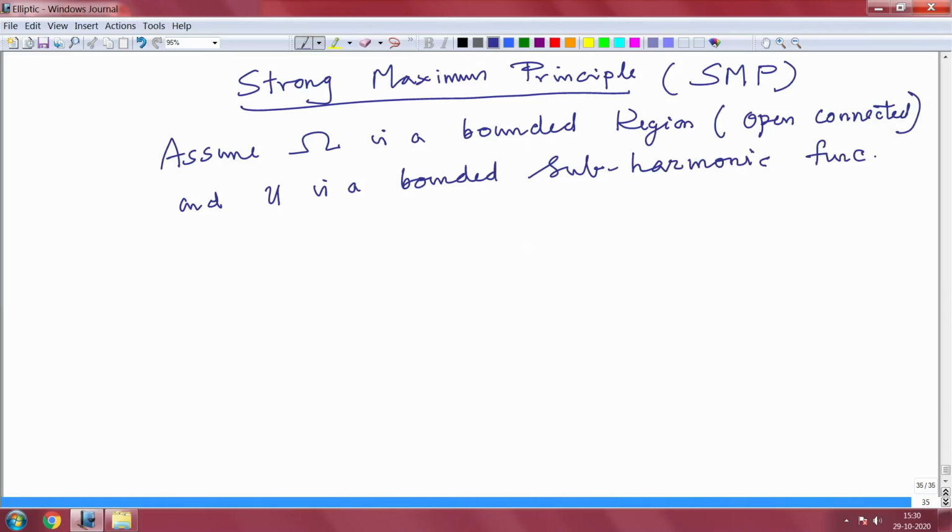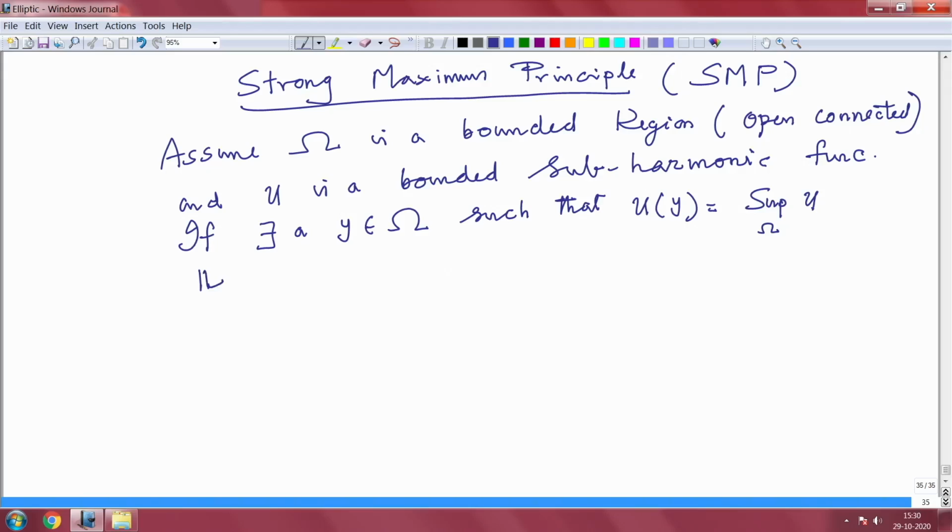Okay. Then, if there exists a point y in omega such that u of y is equal to the maximum, or let me even write the supremum, of u in omega, then the conclusion is that u is a constant function.